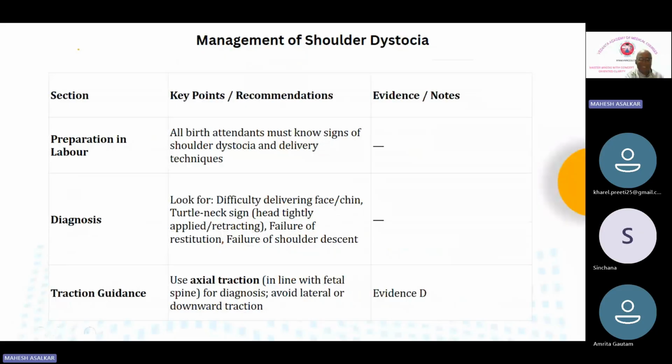Now coming to the management of shoulder dystocia. First thing, preparation in labor. All birth attendants must know the signs of shoulder dystocia and delivery techniques. Second, look for difficulty delivering the face and chin. Look for the turtle-neck sign, that is, the head is tightly applied or gets retracted after delivery, and you can notice failure of restitution and failure of the shoulder to descend.